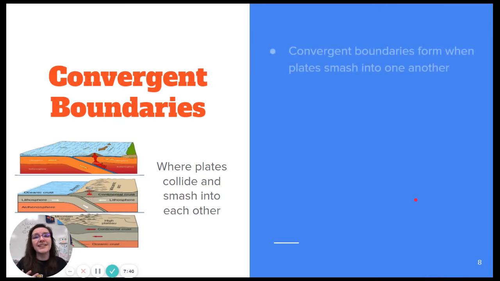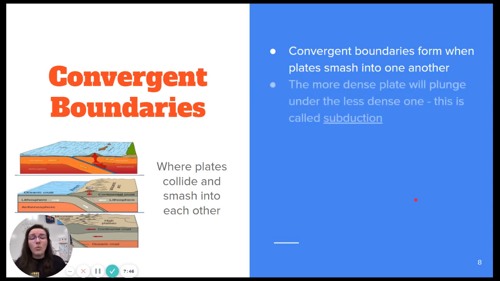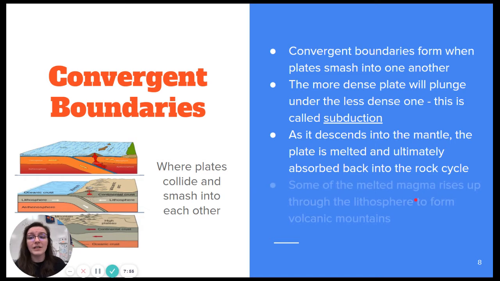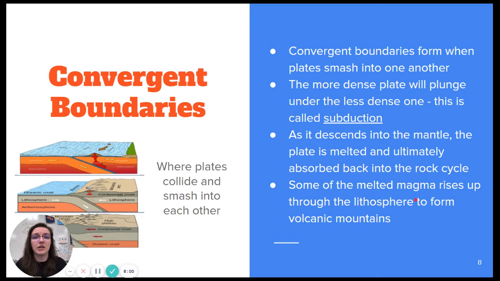Then the third kind of boundary is convergent. This is where plates collide and smash into each other. We've learned that plates have different densities and crust has different densities. So here, the more dense plate will go under the less dense plate. This is a process called subduction, which came up when we talked about convection currents. The more dense plate will move under the less dense plate, but then it's moving deeper into the earth where it is getting hotter. So eventually this plate that is subducting, that is going down, is going to melt and be absorbed back into the rock cycle.